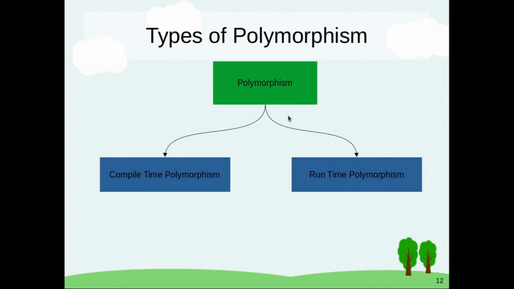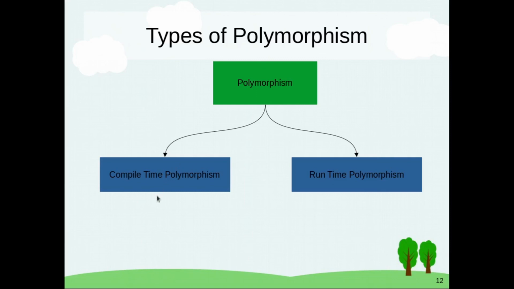There are two types of polymorphism. The first one is compile-time polymorphism, and the second one is runtime polymorphism. Compile-time polymorphism is achieved by function overloading, and runtime polymorphism is achieved by function overriding. These are two terms used in Java. We will discuss them later.